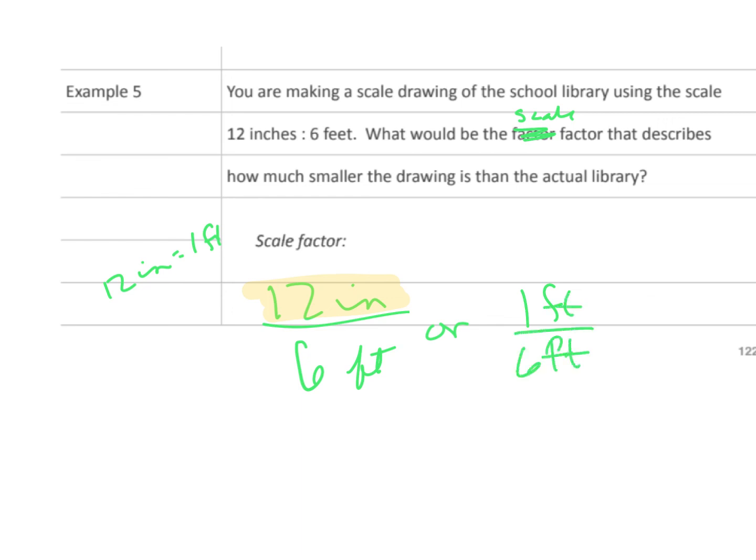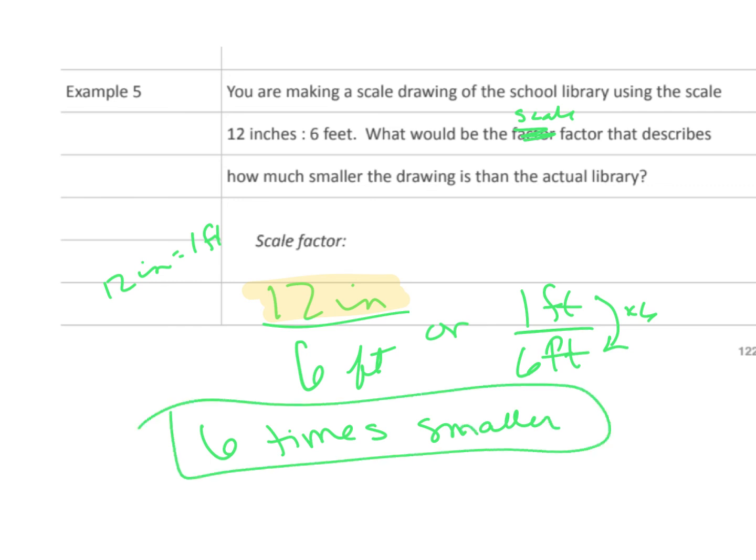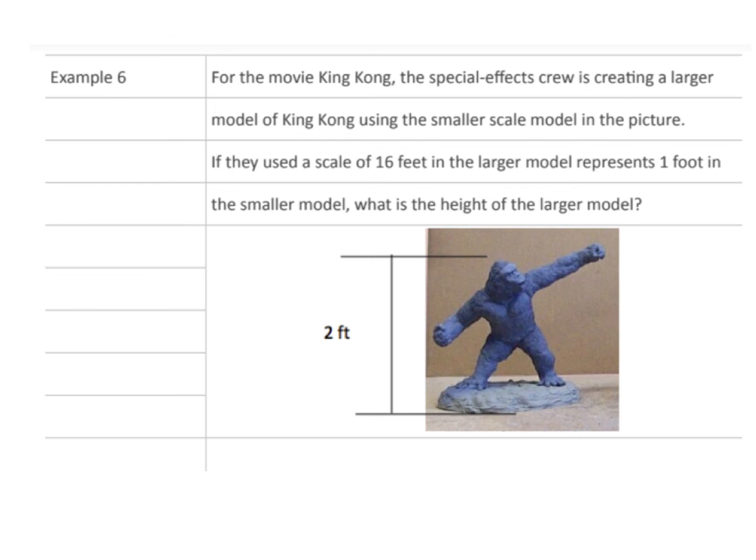So how much smaller is the drawing? What would we do to the 1 to get 6? We would multiply by 6. So it is 6 times smaller. That would be our answer. Let's do the last one here and see how we do.